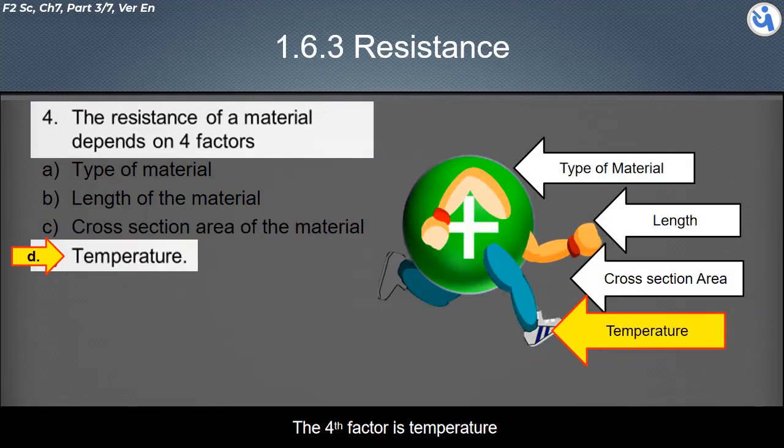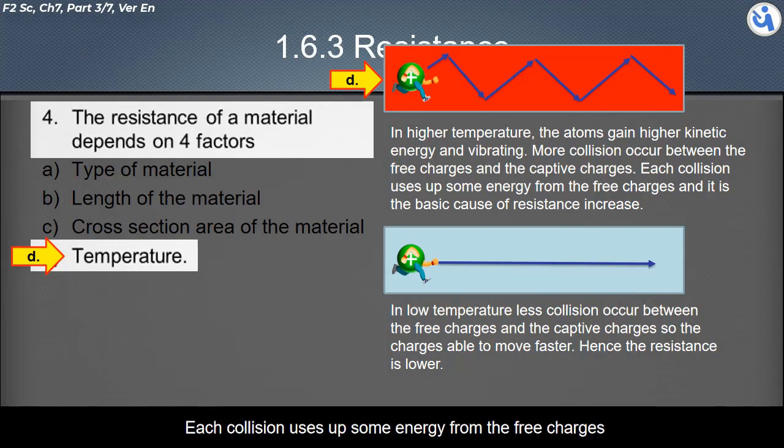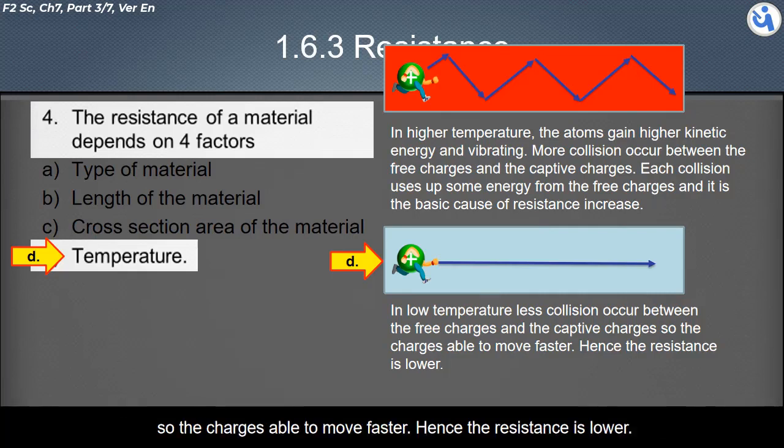The fourth factor is temperature. At higher temperature, the atoms gain higher kinetic energy and vibrate. More collisions occur between the free charges and the captive charges. Each collision uses up some energy from the free charges, and it is the basic cause of resistance increase. At low temperature, fewer collisions occur between the free charges and the captive charges. So, the charges are able to move faster. Hence the resistance is lower.